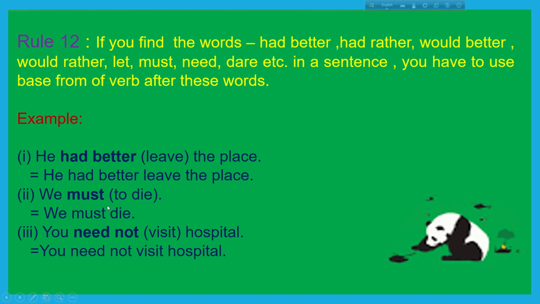Let's see the next example, then you will be more clear. We must to die. Here we find the word must. So after this word we have to use the base form of verb. So the answer will be: we must die.